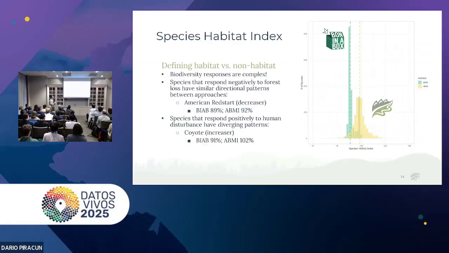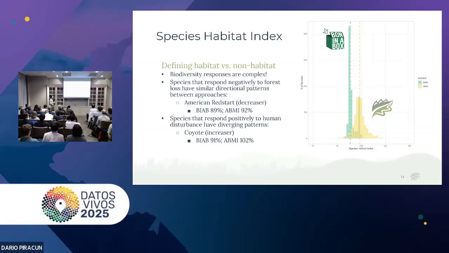Let's look at the more complex example. Again, this is the bounding box version on the left in green. We have the species habitat index on the x-axis and number of species on the y-axis. We're comparing it to fundamentally replacing that first step and saying, let's just use regionally developed SDMs. You can see biodiversity responses are complex. I think the key thing we're starting to see is that species that have negative associations to forest loss have similar magnitudes of change and similar directional patterns.